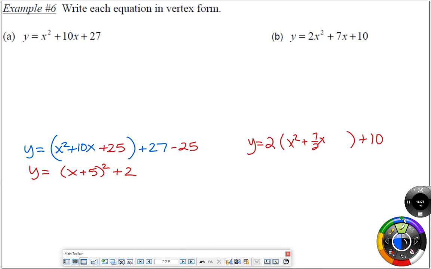Okay? 7 over 2 divided by 2 and squared gives us? 49. Now, I wrote down the number 49 over 16, but how much did I really add to that side of the equation? Is 49 over 16 just 49 over 16? No, it's 49 over 16 being multiplied by 2. So I wrote 49 over 16, but it was in parentheses being multiplied by 2. So it's really like I added 49 over 8.